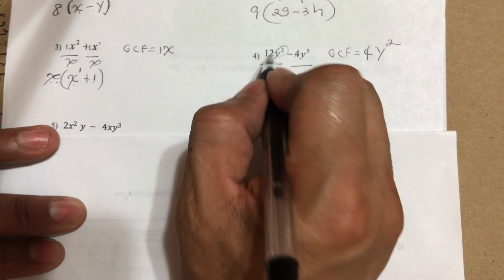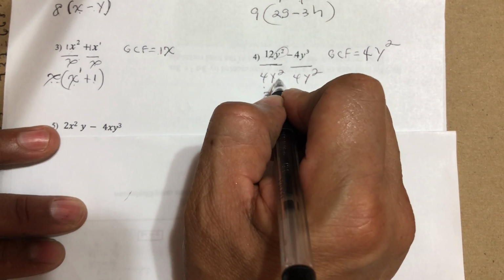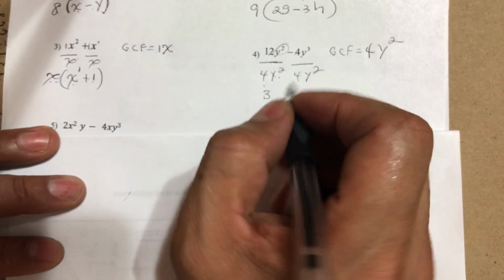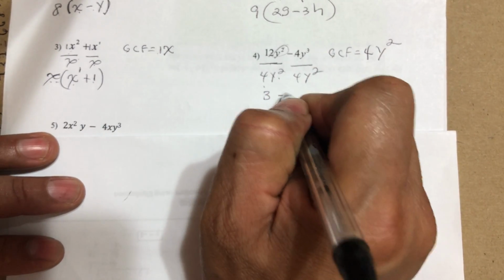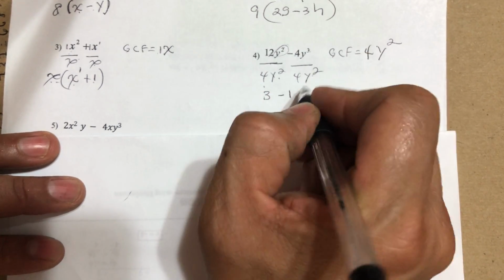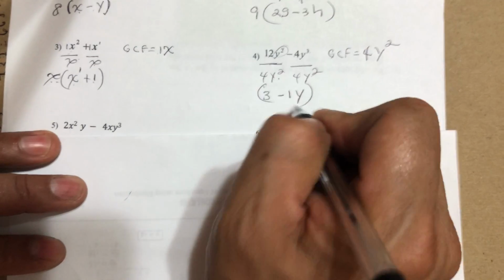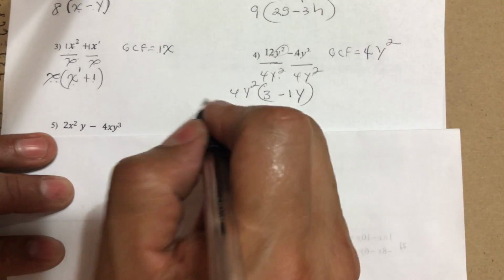So let's divide. 12 divided by 4 is 3. y squared divided by y squared is y to the 0, which means 1. So it just cancels out. Now 4 divided by 4 is 1. Okay. Now y cubed divided by y squared is going to be 1y. So you put this in parentheses and you bring the 4y squared to the front, and that should be your answer.